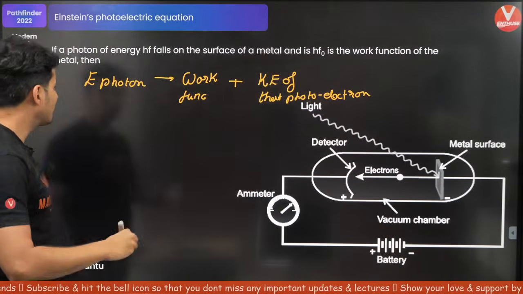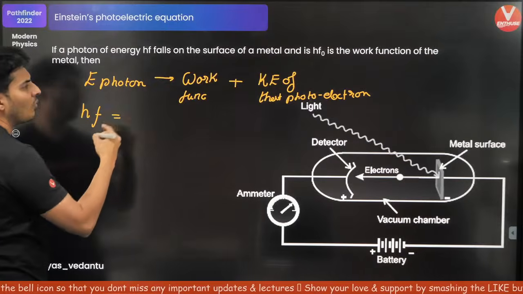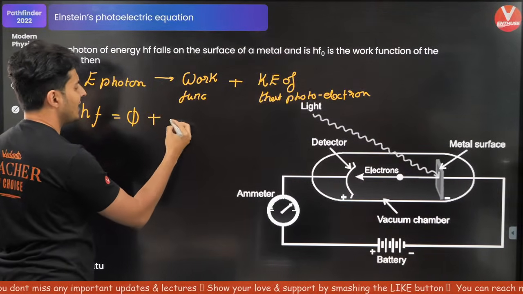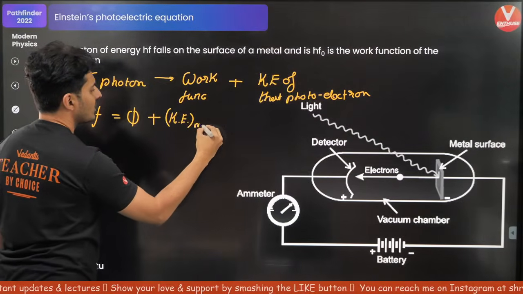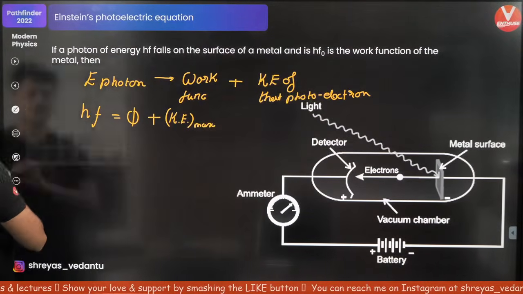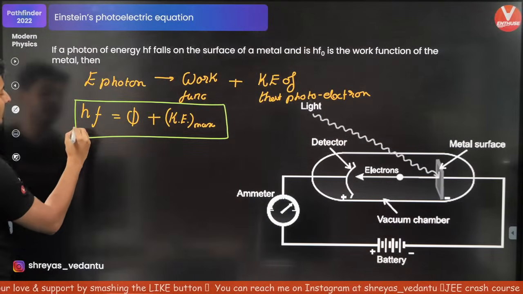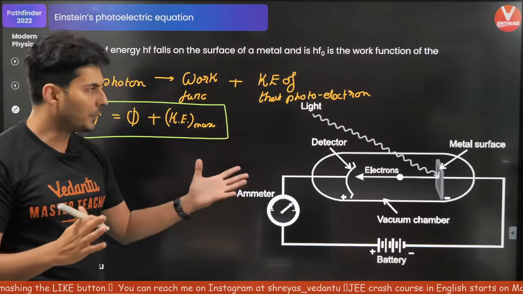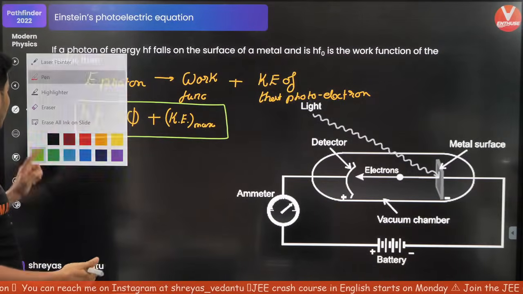So if this makes sense to you, what is the energy of a photon? It is just hf. What is the work function symbol? It is phi. And what is the kinetic energy? I can just say KE and I can just put max. So this is your very famous Einstein's photoelectric equation. Now some books and some material will also write this equation in different forms. Let's try to write it down.